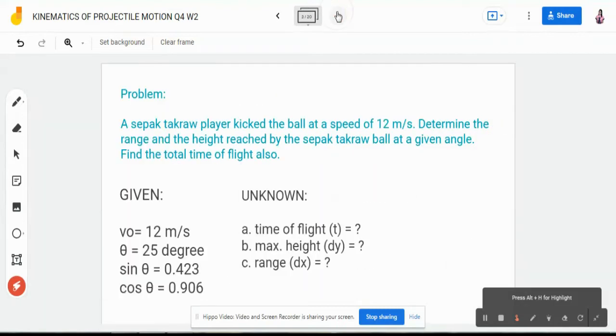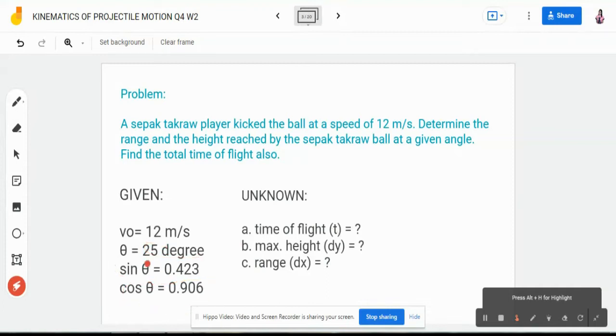So, ito siya. Again, this is the given problem. So, ito yung ating given data. We have here the initial velocity of 12 meters per second, yung kanina sa problem, and then yung ating angle of release na 25 degrees. And then hahanapin natin yung sine value, take note of the word, sine value of 25 degrees, for us to calculate the unknown. Kailangan natin muna hanapin yung sine value and yung cosine value ng 25 degrees.